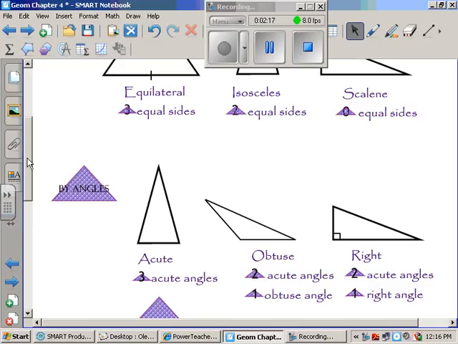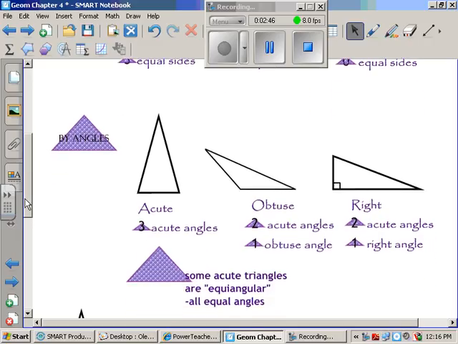Throw out the two acutes, this becomes an obtuse triangle. Throw out the acutes, this is a right triangle. So an acute triangle has three acute angles, an obtuse triangle has two acute and one obtuse, and a right triangle has two acute and one right.